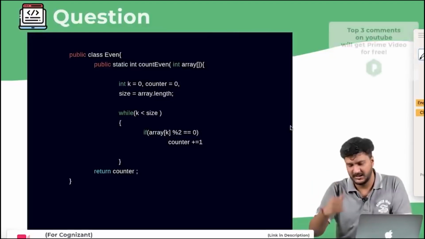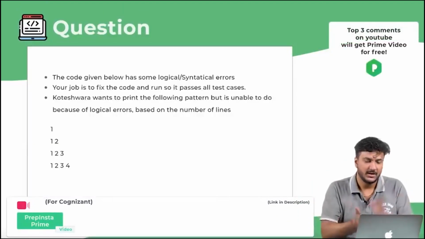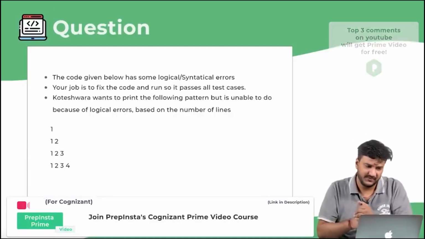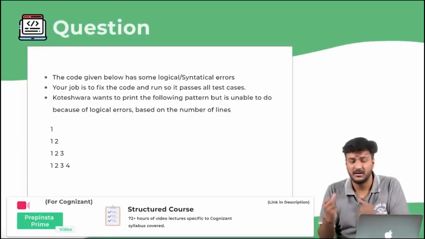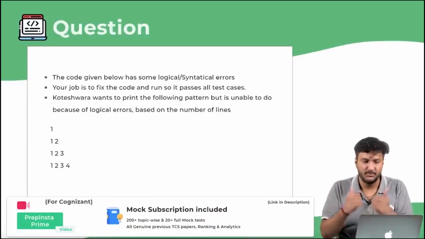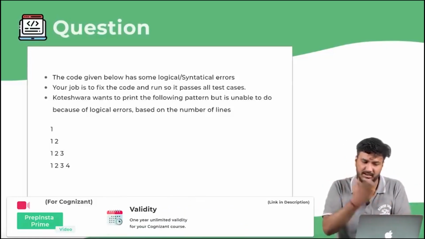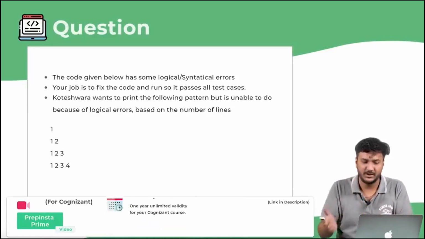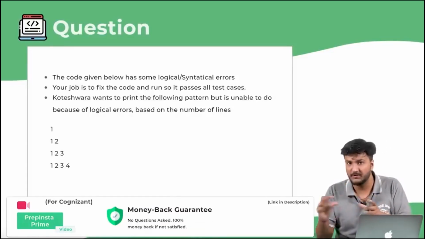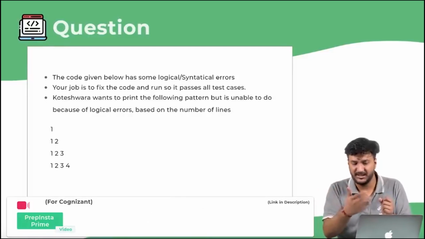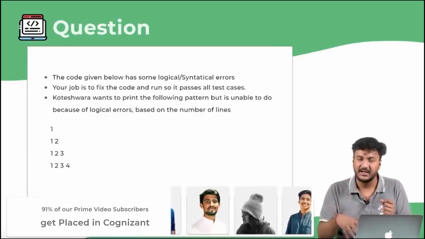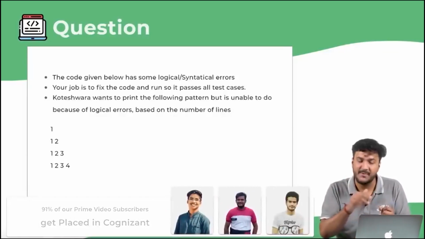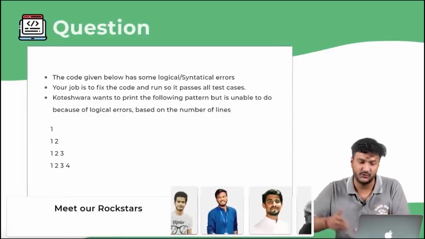So let's move ahead to the next question. I'll not read the first 2 lines, we'll just go ahead. Koteshwara wants to print the following pattern, but he's unable to do so because of some logical error. The pattern is 1, then 1, 2, then 1, 2, 3, then 1, 2, 3, 4. It is based upon the number of lines, so maybe they pass 4 as a parameter, which is why 4 lines are printing. If 5 was the parameter, there would be 1 additional line which would have 1, 2, 3, 4, 5.